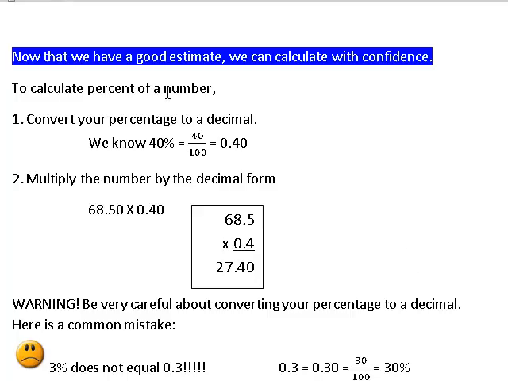So to calculate a percentage of a number, these two steps, very simple. Convert your percentage to a decimal. So we know that 40% is equal to 40 per 100, or 40 hundredths, and that can be written as a decimal, 0.4. Next, you're going to multiply the number 68.50, or 68.5, by the decimal form. Here, of course, when I'm writing it out and calculating it by hand, I don't need to write trailing zeros. That's just extra work. So I have 68.5 times 0.4, and that gives me 27.40.